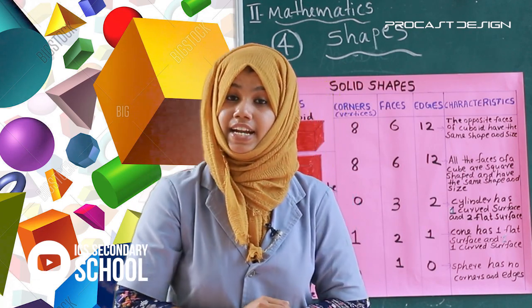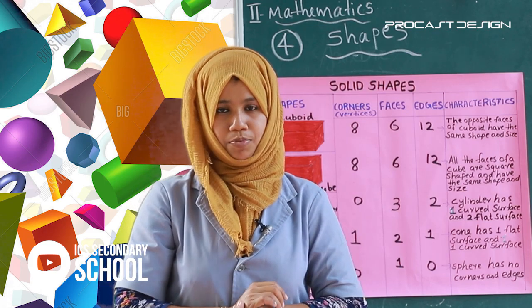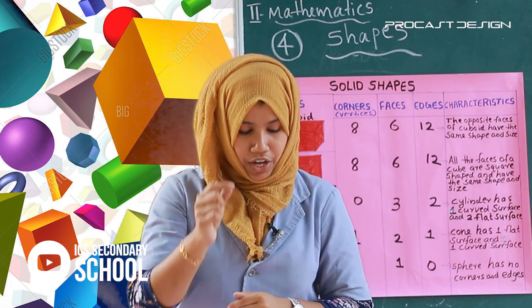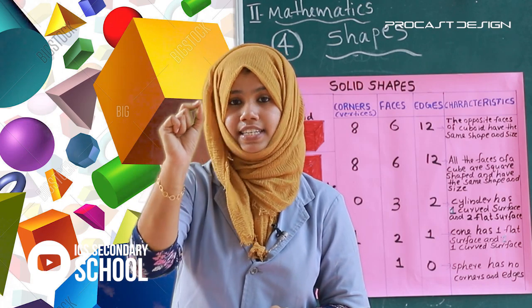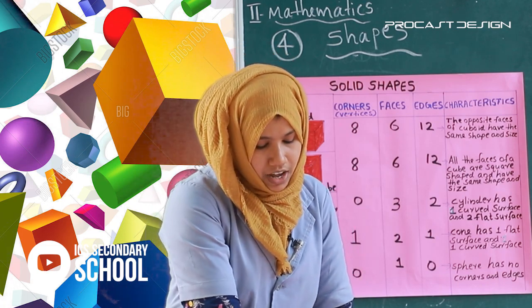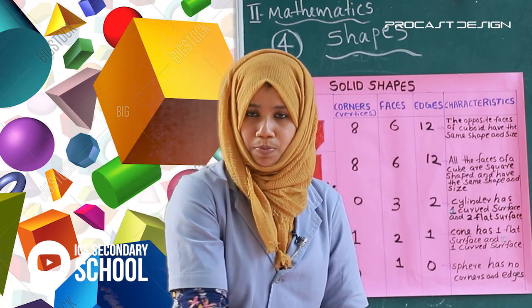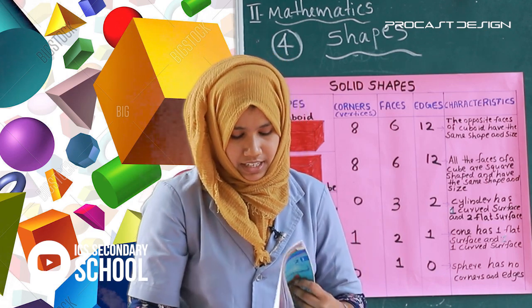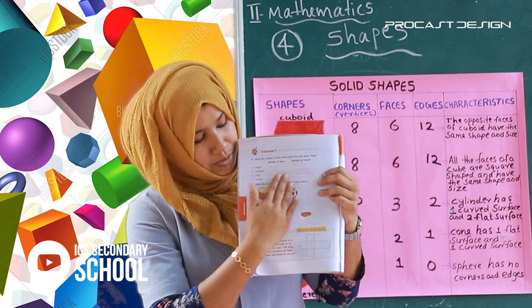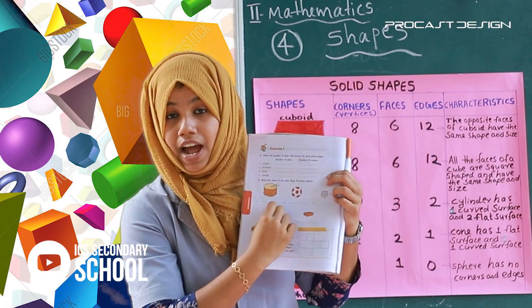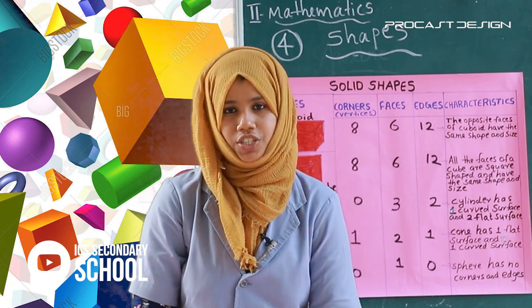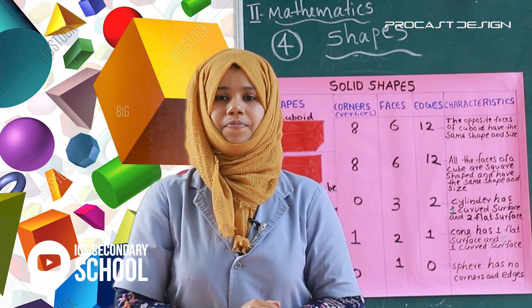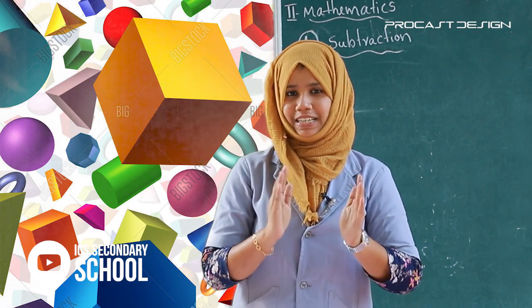Write the number of sides and corners for each plane shape. So, the plane shapes are given. You have to write the number of sides and corners. And we write the name of the solid shape for this object. Some objects are given like this. You have to write the name of the shape. Okay. So, our first term is completed.